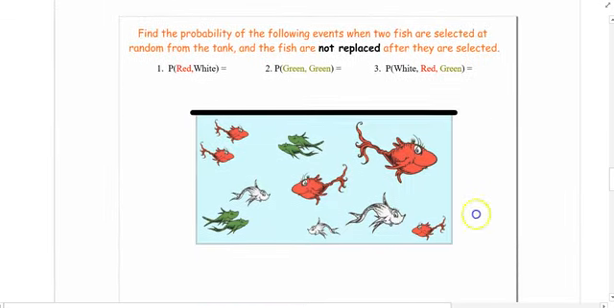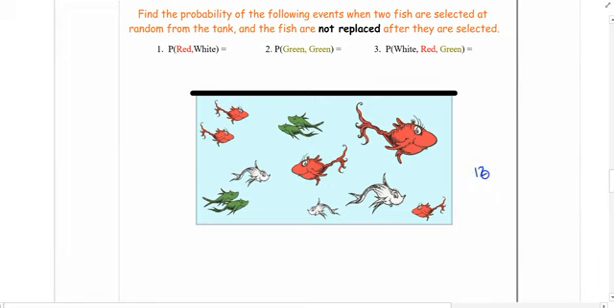All right, one more example. Back to our fish again. Remember there's 12 fish. The difference is this time we're not replacing them. That means to get reds would be 5 12ths times, now we want a white, there's 3 whites, but there are no longer 12 fish in the tank. We took the first fish out. Now there's only 11 fish in the tank. So that's going to be 15 out of 132.